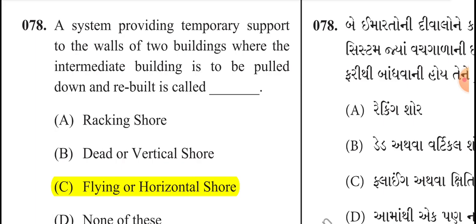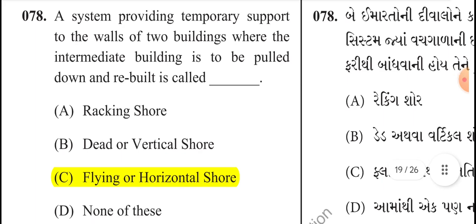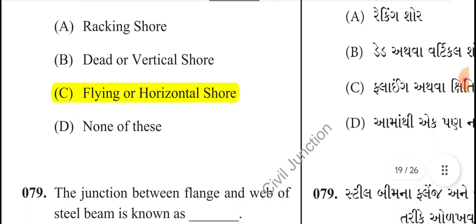A system providing temporary support to the walls of two buildings where the intermediate building is to be pulled down and rebuilt is called: raking shore, dead or vertical shore, flying or horizontal shore, none of the above. A system providing temporary support to the walls of two buildings where the intermediate building is to be pulled down and rebuilt is called flying or horizontal shore.